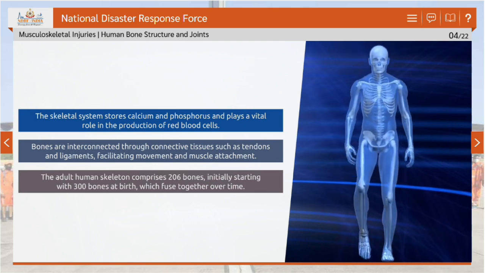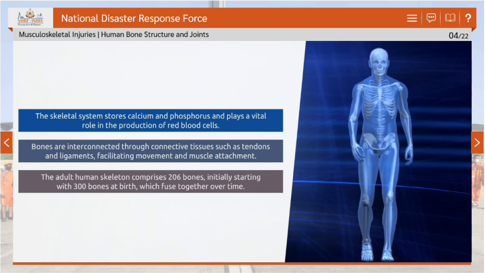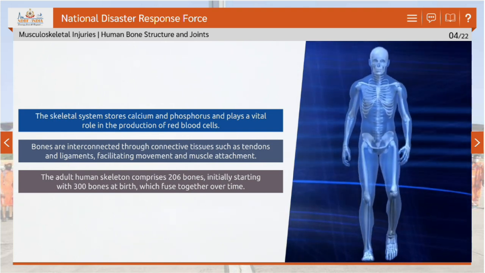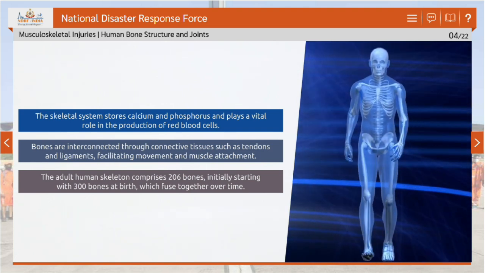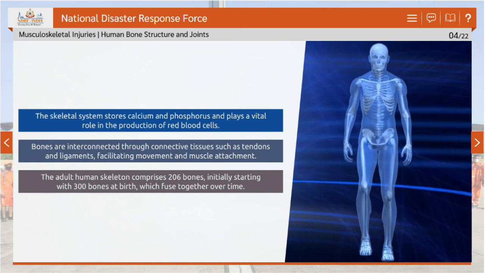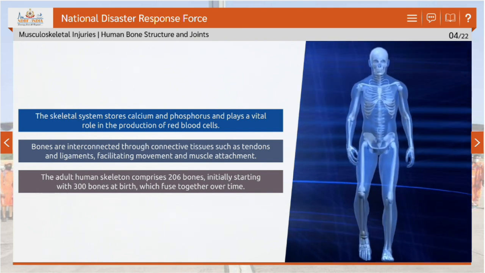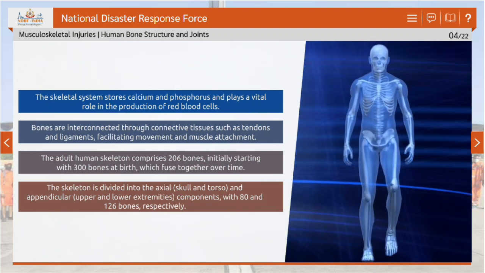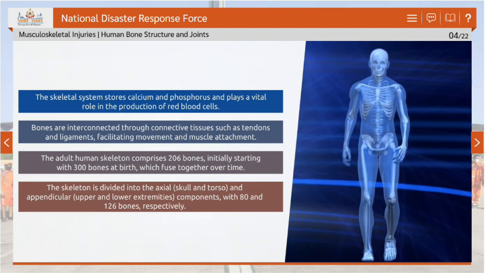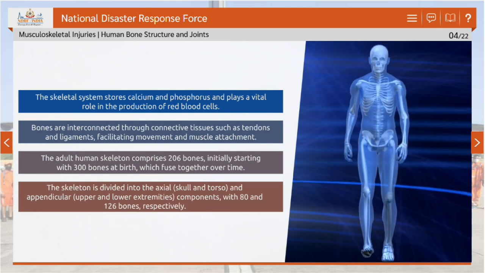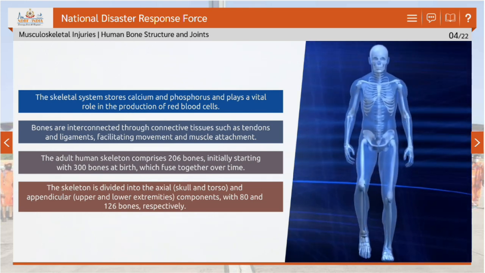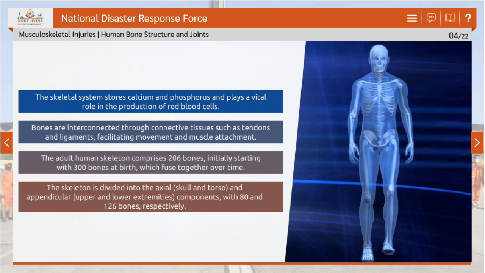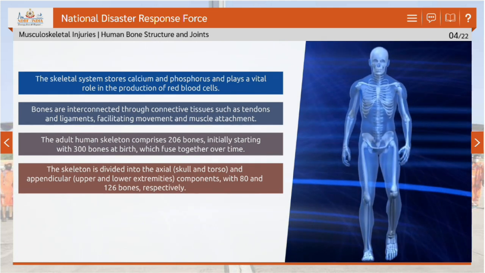The skeleton of an adult human consists of 206 bones. It is composed of 300 bones at birth, which decreases to 206 bones by adulthood after some bones have fused together. It consists of 80 bones in the axial skeleton, 28 in the skull, and 52 in the torso, and 126 bones in the appendicular skeleton, 32 times 2 in the upper extremities, including both arms, and 31 times 2 in lower extremities, including both legs.